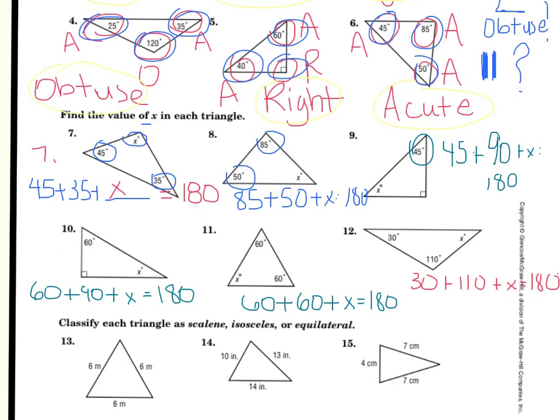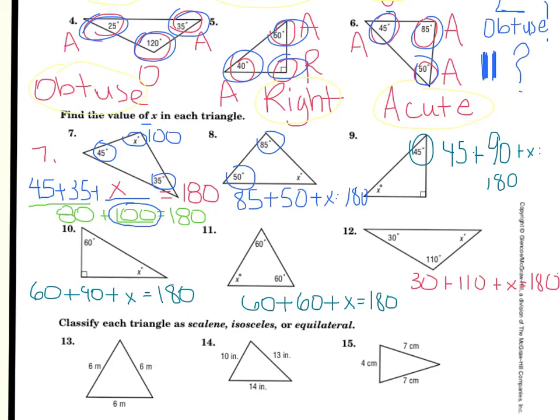Okay, the first thing you need to do is find out what you have so far. 45 plus 35 is 80. So 80 plus something equals 180. What would that be? 80 plus 100. That's what equals 180. So X equals 100.